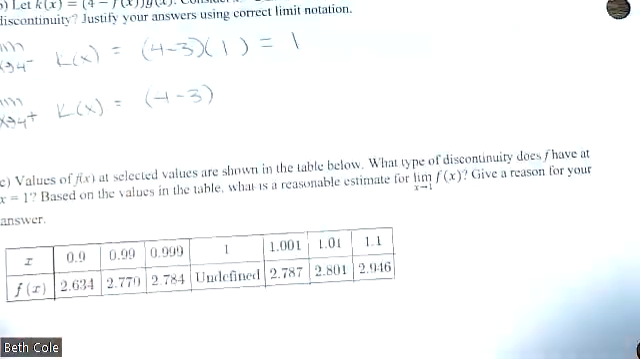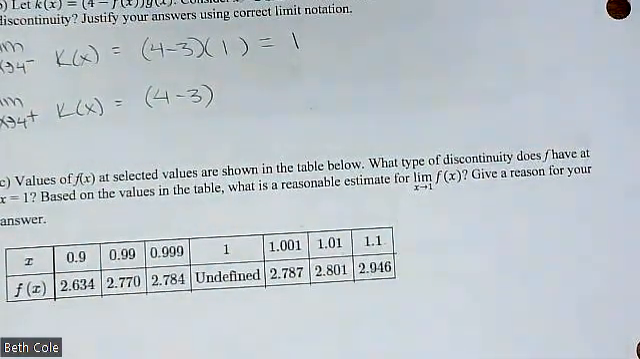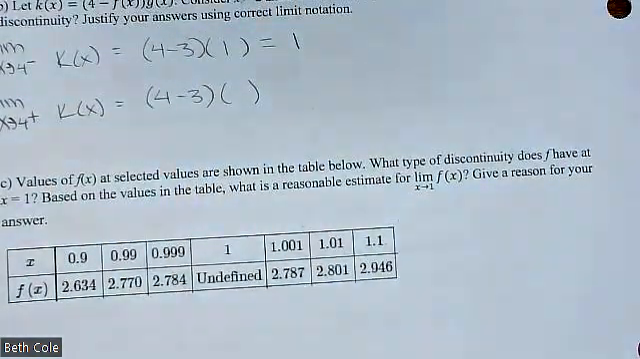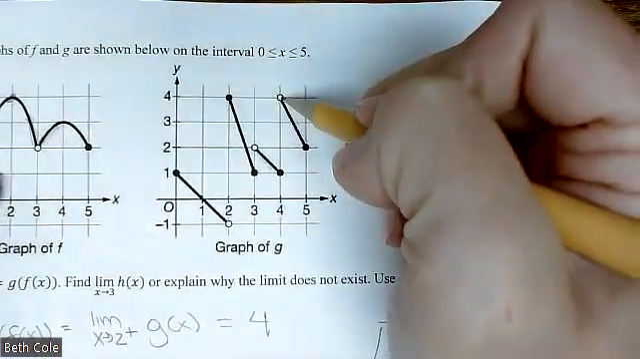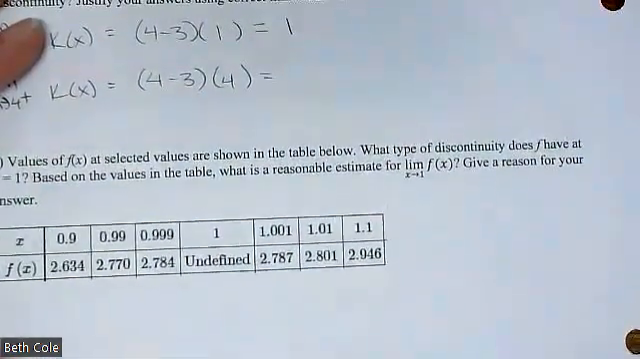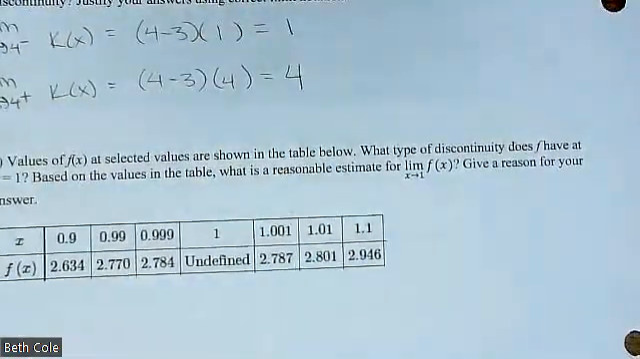F of x comes out to 3. It doesn't matter. Both sides went to 3. So you got 4 minus 3. What is g of x from the right this time? Because that's different. 4 from the right is 4. So that comes out to 4.